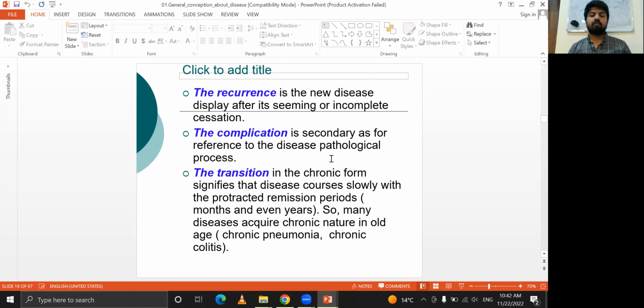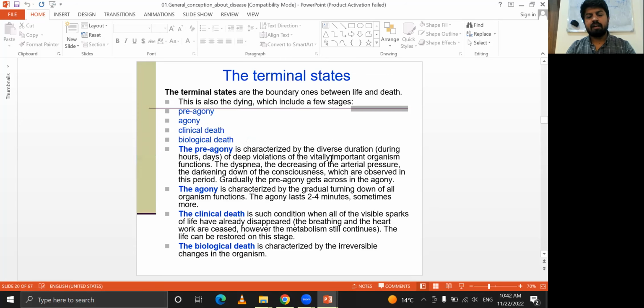The process of the transition. The recurrence is the new disease display after seeming or incomplete cessation. The complications, as the disease shows their complication in a body, are secondary as the reference to the disease pathological process. The transition is the chronic form and signifies that the disease course slowly, with the protracted remission period, months and even years. So many diseases acquire chronic nature in the old, chronic pneumonia and chronic colitis, etc.